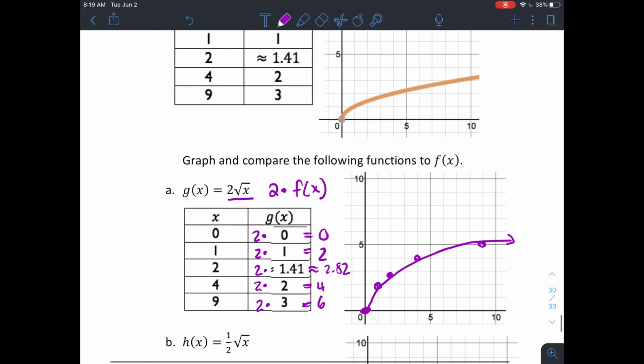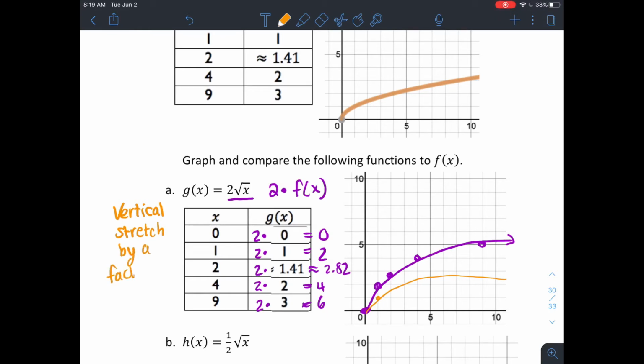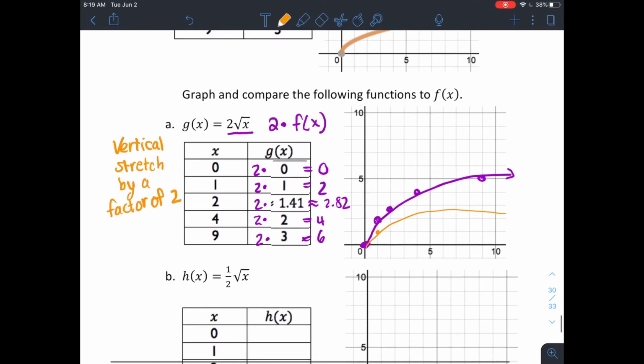Comparing that to my original function f of x, all of my y values are essentially doubled because I took them times 2. So it is twice as tall vertically, and that is a vertical stretch, or a vertical expansion is what they call that. So it's a vertical stretch by a factor of 2. All my y values got doubled.